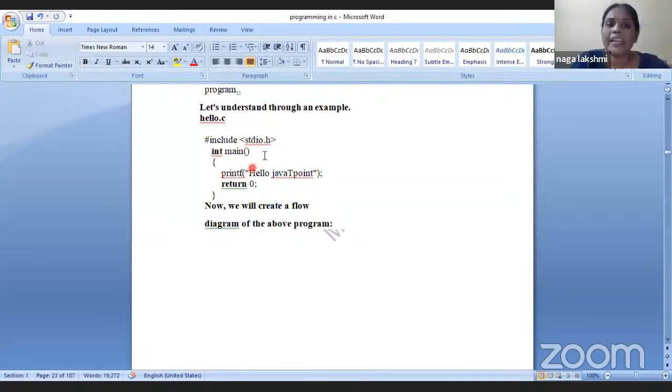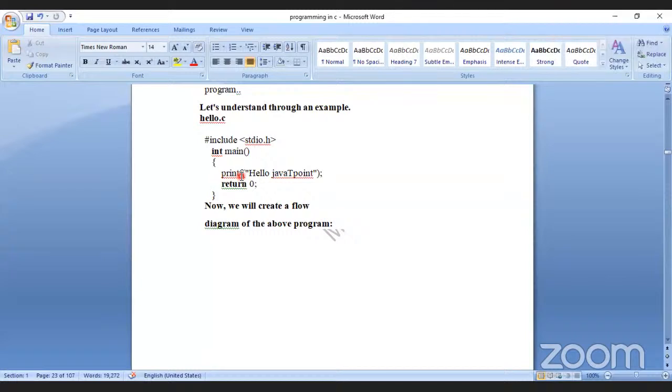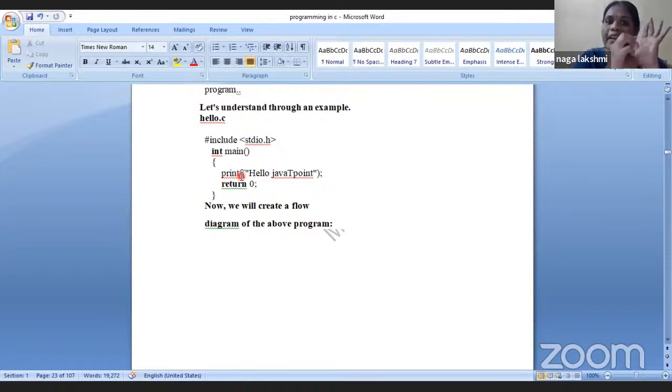Now I am writing the main function here. If I change small m to capital M, it will not work, because I told you main is a keyword, printf is a keyword, return is also a keyword. I cannot make any changes because they are already defined. Suppose in your WhatsApp, a better example: everyone is using WhatsApp, right? In the DP place, you feel like uploading a video.